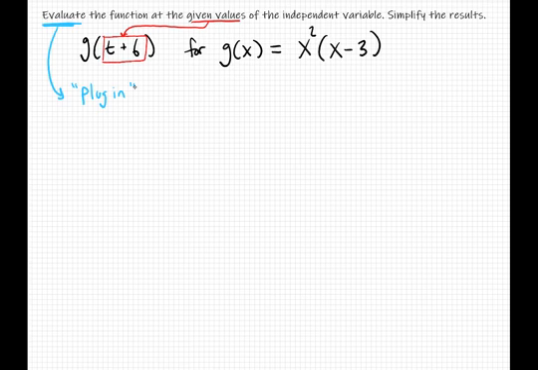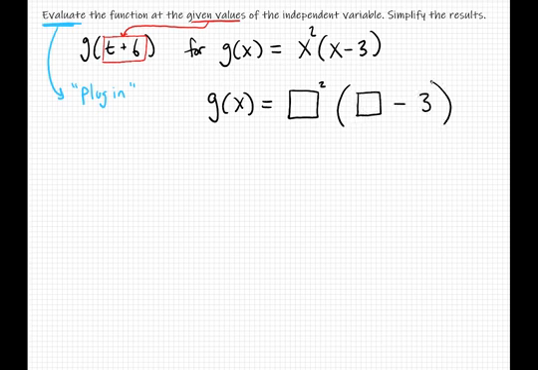When you're evaluating functions, one way to look at it, maybe a visual way, is that the x's, your independent variable, are like input slots. So you could look at g of x as something squared times something minus 3. We're going to take that t plus 6, and it goes into the input slot here, and it goes into the input slot here.